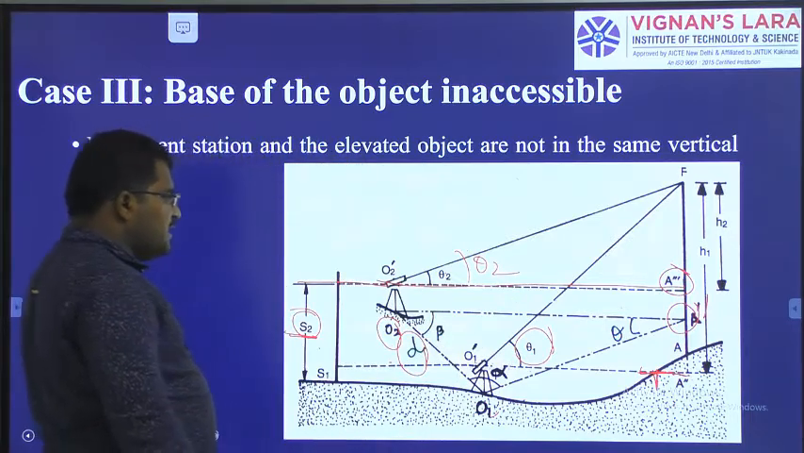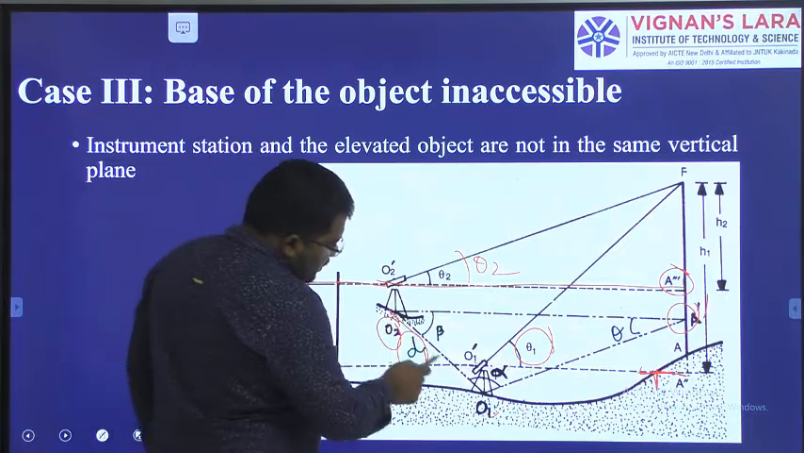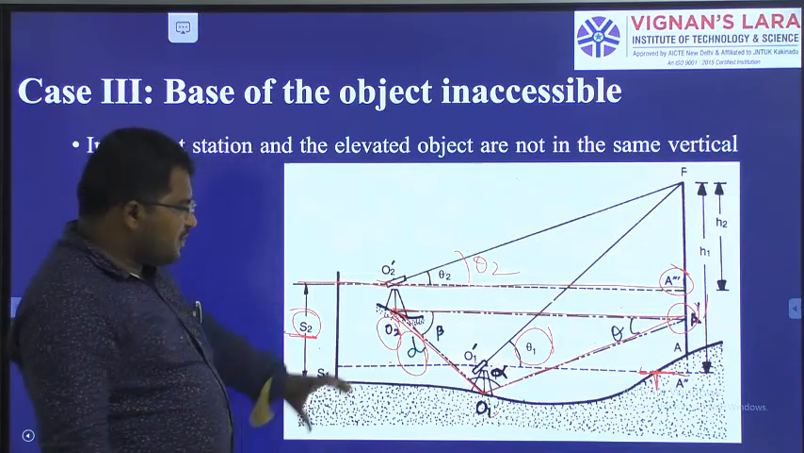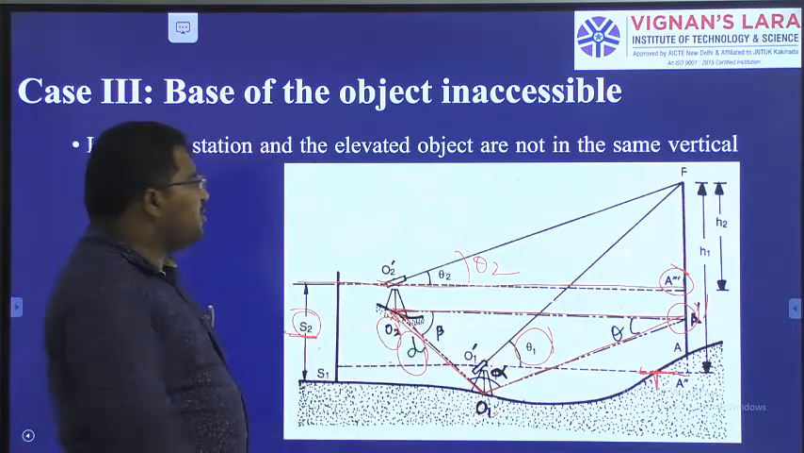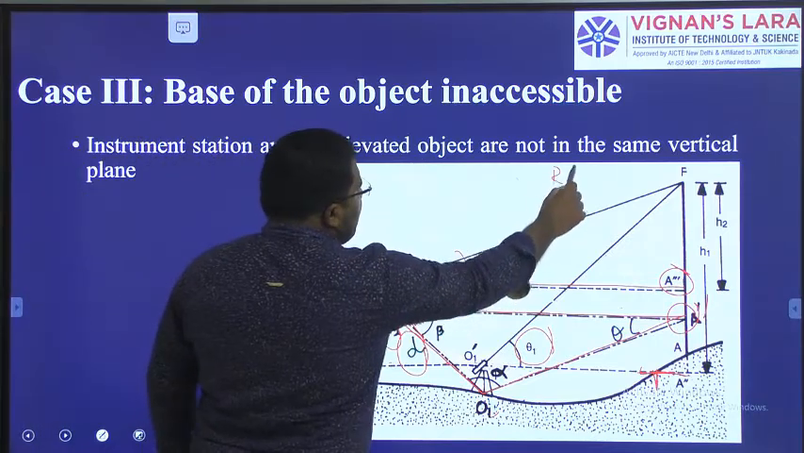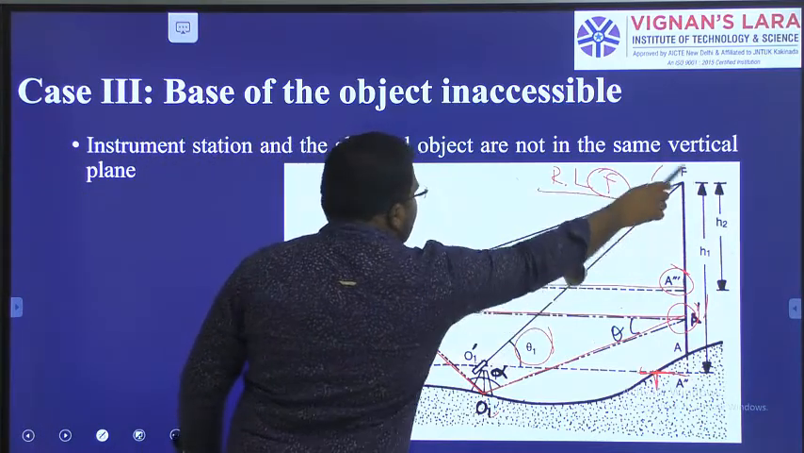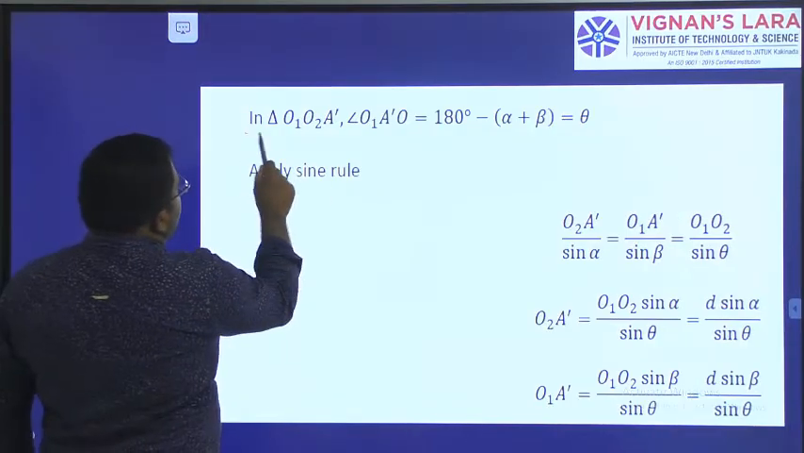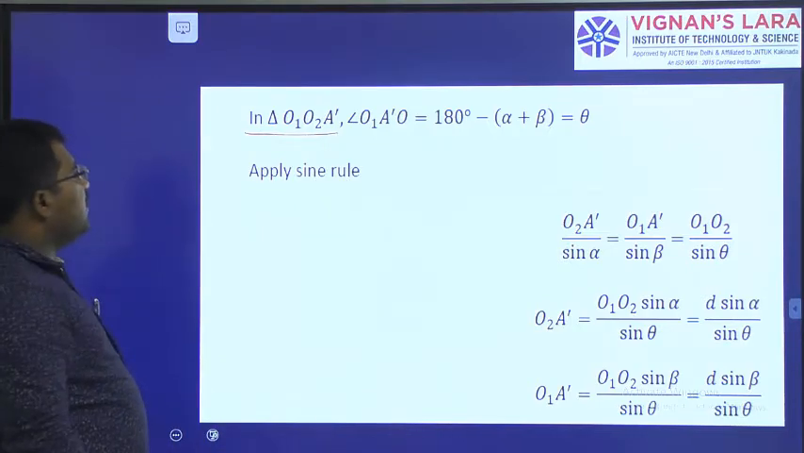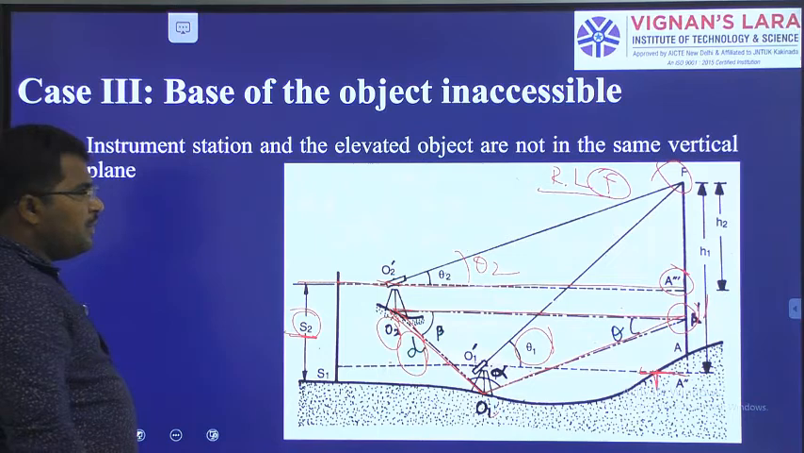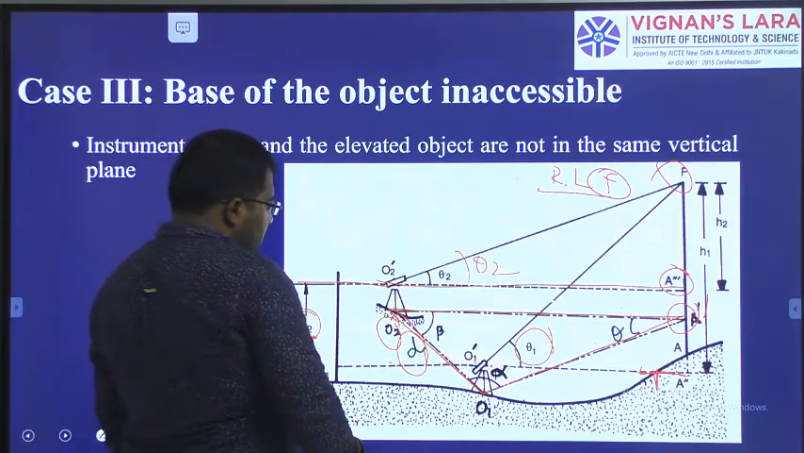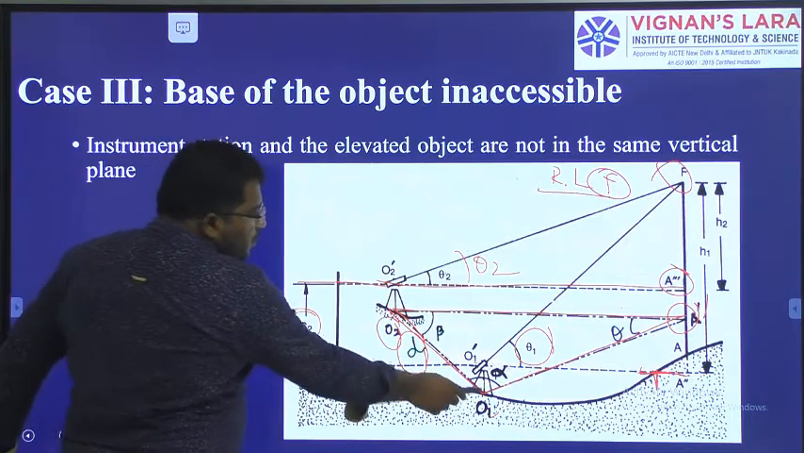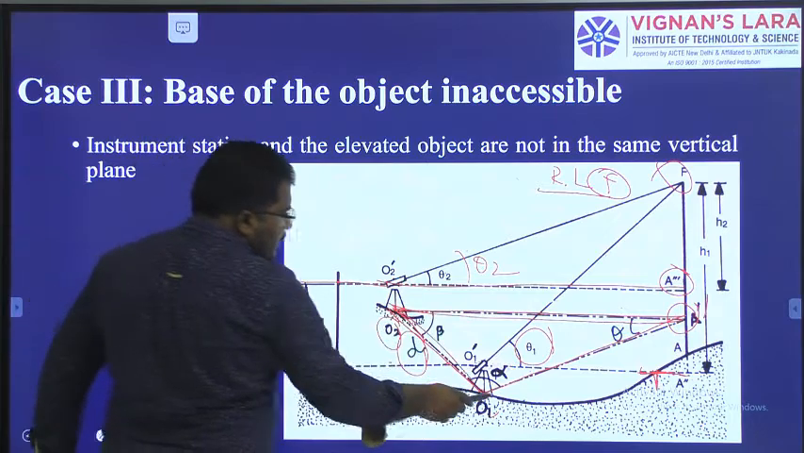Okay. So if this is the case, what are you going to see now? This shifting of the instrument is going to form a triangle like this. From this triangle you are going to solve, and finally you are going to calculate the RL of F. RL of F is the level of point F. We will see how it is calculated. Now from the triangle O1, O2, A. So now you can see here O1, O2, A. This is the triangle.